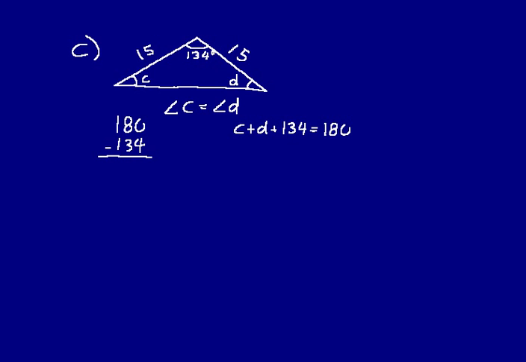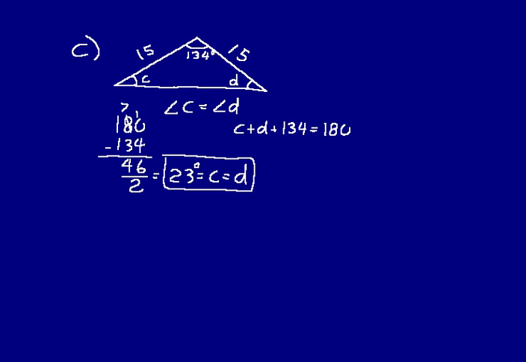Let's just continue with our subtraction. We need to borrow 1. So we'd have 10 minus 4 is 6, 7 minus 3 is 4. 46 degrees is what C plus D is equal to. Now since those two are the same, we can just divide by 2. 46 divided by 2 is equal to 23. And that's what C is equal to, and D. Both of those equal 23 degrees.